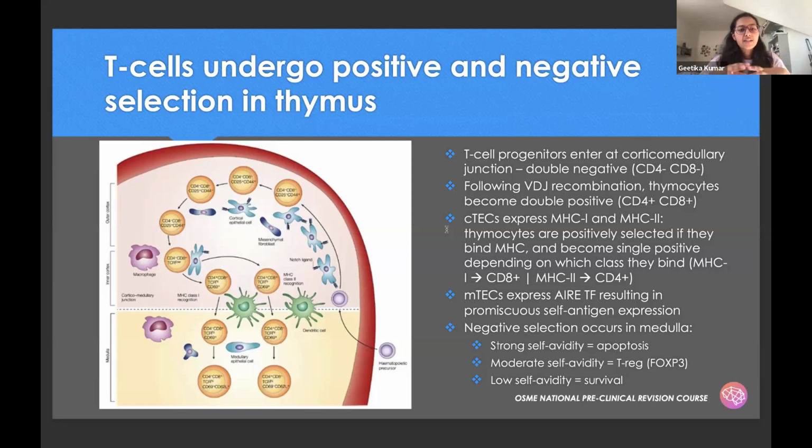Whereas if they bind to MHC2, then they get committed to the CD4 helper lineage, so MHC2 binding cells will upregulate CD4 and downregulate CD8. And then finally, if the TCR does not recognize any of the MHC classes, then it dies by neglect. Because binding of the TCR to MHC confers a survival signal, this is called positive selection. Once the cells are single positive, they migrate to the medulla, where they undergo negative selection. This is to prevent autoreactivity.